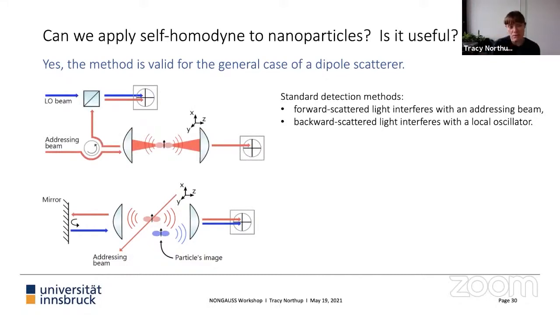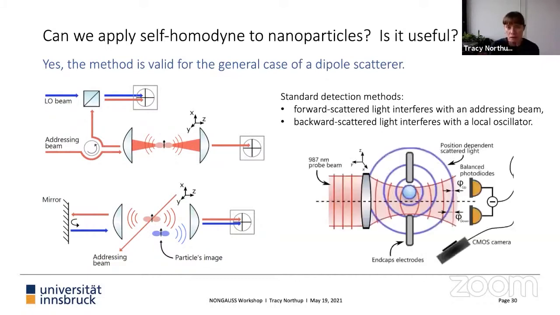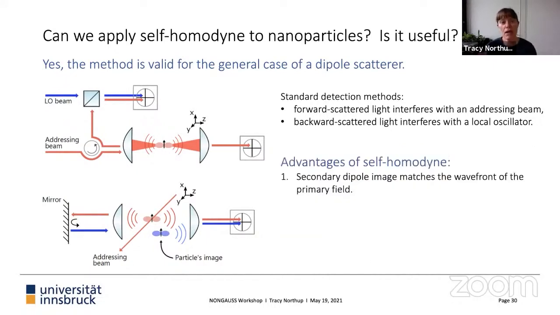For example, the method I described to you earlier, where forward scattered light interferes with an addressing beam. Or you can also look at backward scattered light, which can interfere with a local oscillator as well. And so, yeah, this is to remind you that it's actually the forward scattered method that I've shown you earlier. And in comparison to these other methods, self-homodyne has some really nice advantages.